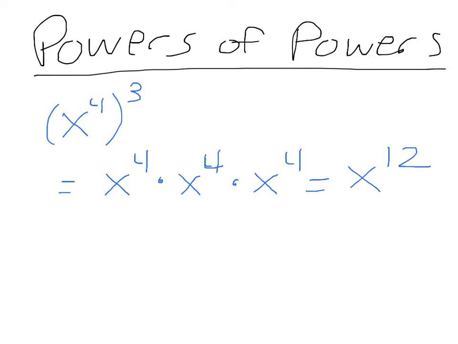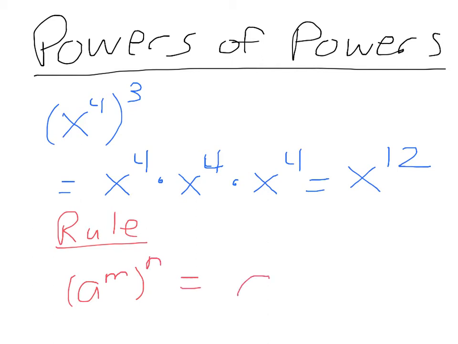Okay, are you seeing it yet? I hope so. Because what you probably noticed was that 4 times 3, that's just 12. And that's exactly what it is. Let's talk about the general rule then. The rule says if I have a power and I raise it to an exponent, then all I have to do is multiply those exponents together. So a to the m to the nth is a to the m times n.